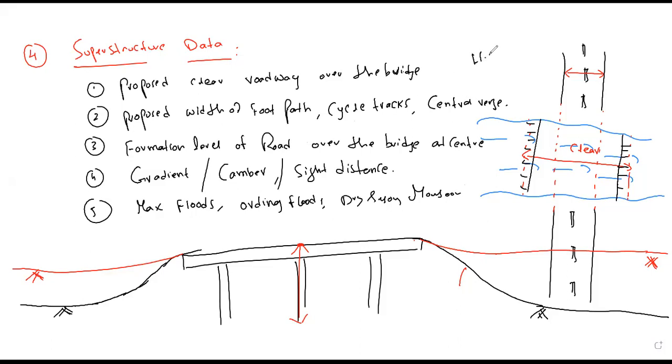Once the HFL is crossed, water will flow over. Even at such times your bridge should be in a position to allow water from upstream to downstream. So that information also we have to get in terms of superstructure data. That means your bridge should be in a position to transfer water from upstream to downstream even at very high flood levels. That we call unexpected floods. So that is the superstructure data which we require, guys.